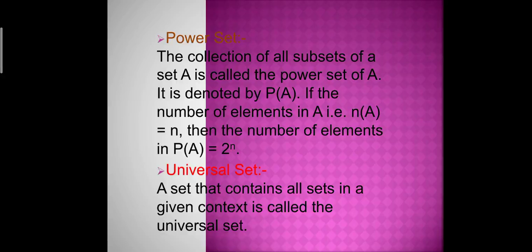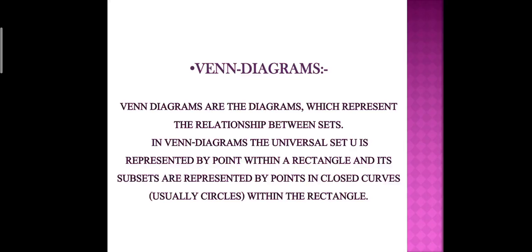Power set. The collection of all subsets of a set A is called the power set of A. It is denoted by P(A). If the number of elements in A is equal to n, then the number of elements in P(A) is equal to 2 raised to the power n. Universal set. A set that contains all the sets in a given context is called the universal set.